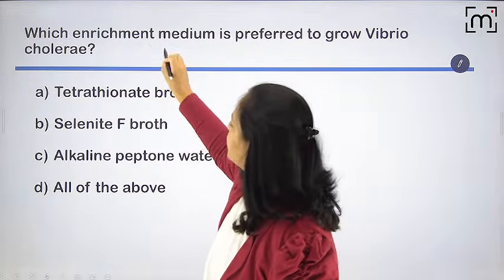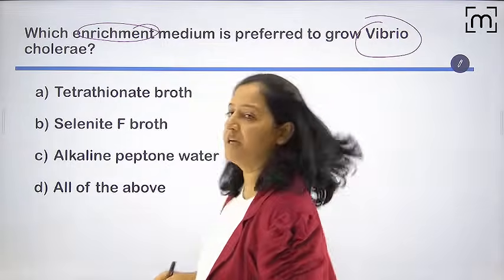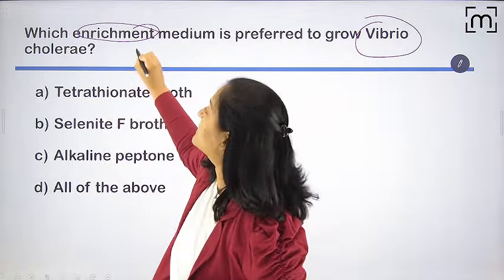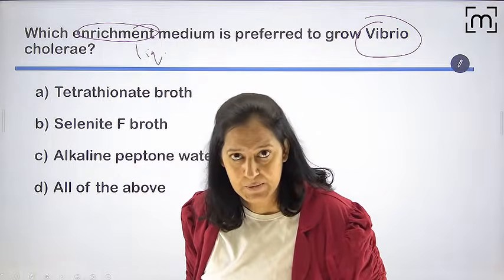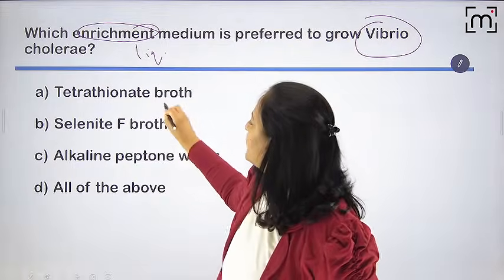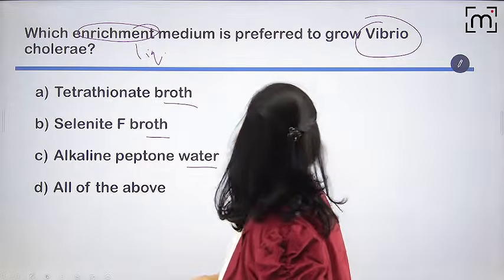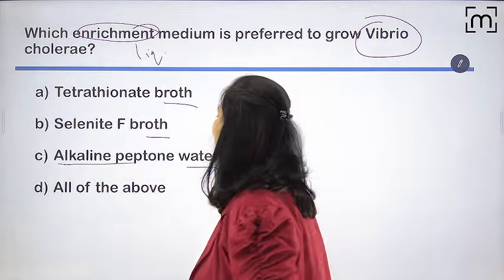Okay. Which enrichment media is for Vibrio cholerae? Use your common sense. What is enrichment? Enrichment is liquid. I told you it's liquid which contains stimulatory or inhibitory substances. Yes or no? So it is broth. But unfortunately, all the options are broth. Now you have to tell me specifically. Yes, for Vibrio, you all are right. So the correct answer is alkaline peptone water.